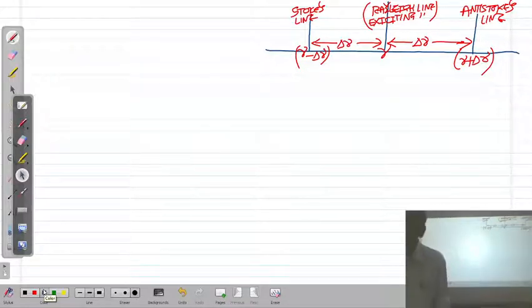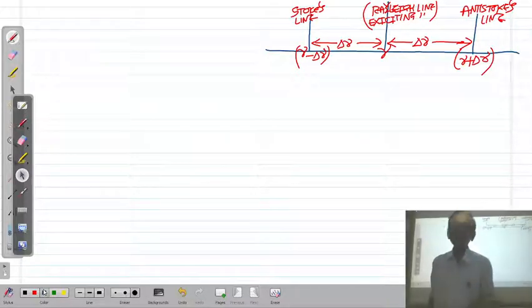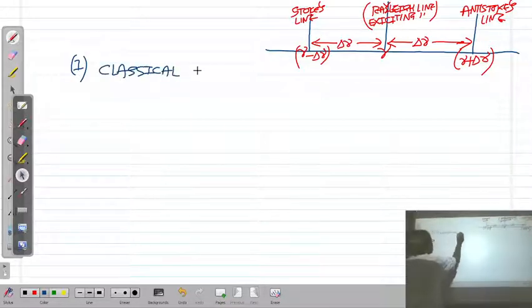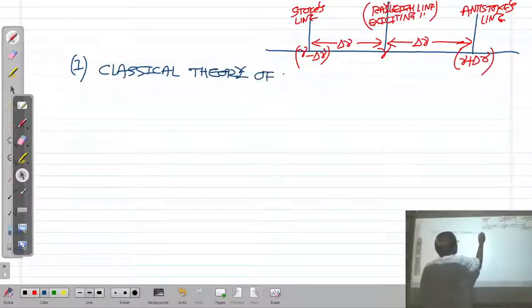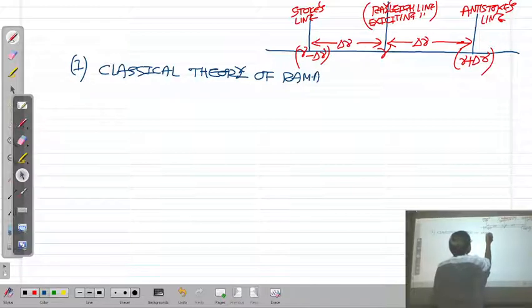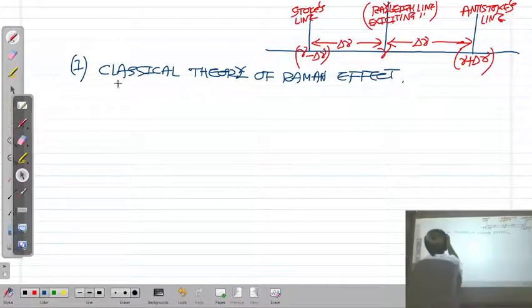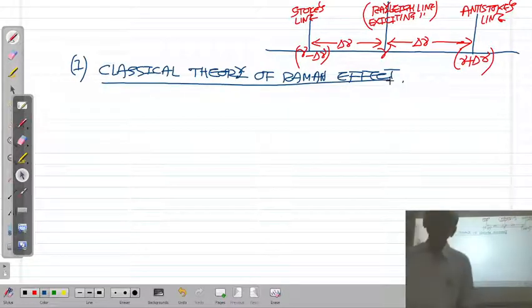for Raman effect. There are two types of explanation: classical explanation and quantum explanation. So first of all, today we study the classical theory of Raman. So today we will give the classical explanation or classical theory of Raman effect.